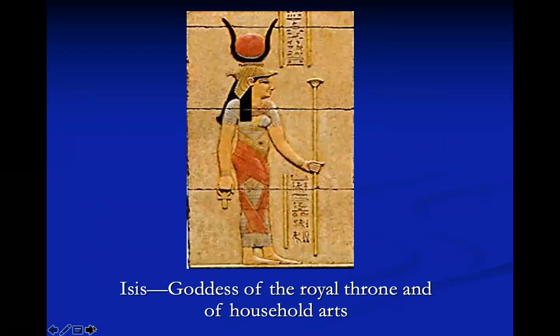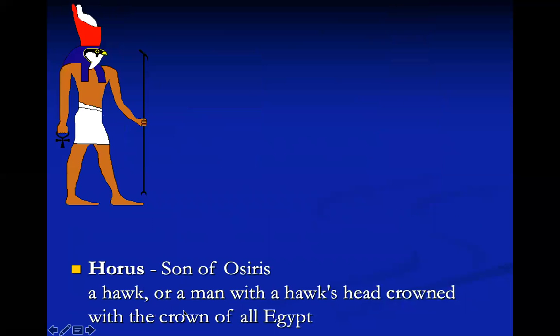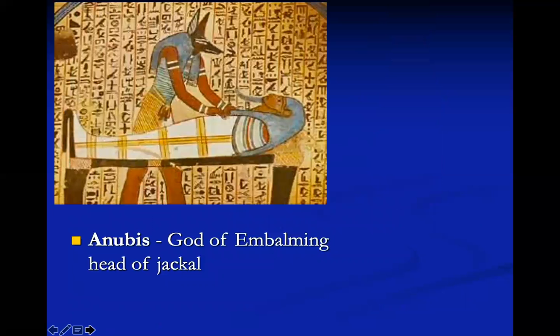Isis is the goddess of the royal throne and the household arts. Hathor is the goddess of love, music, and dance, with cow horns and a sun disk on her head. Sekhmet is the goddess of the sun, a woman with the lion's head. Horus is the son of Osiris, a hawk or a man with a hawk's head covered with the crown of all of Egypt. Anubis is the god of embalming. A lot of times when preparing mummies, they would wear this head of the jackal.